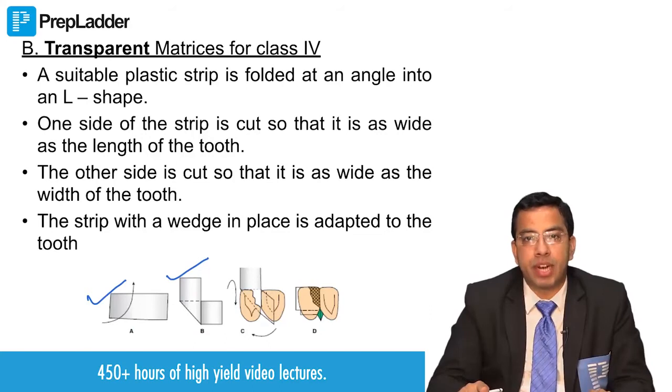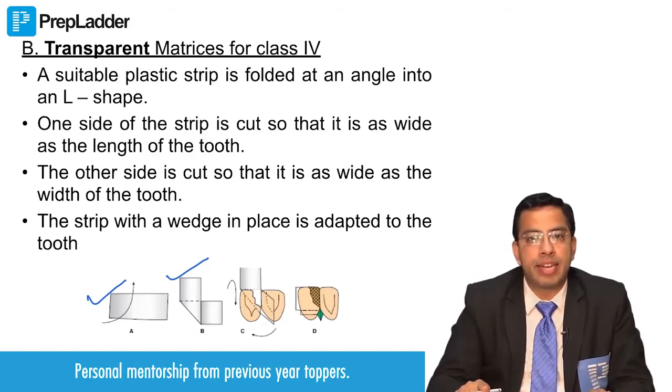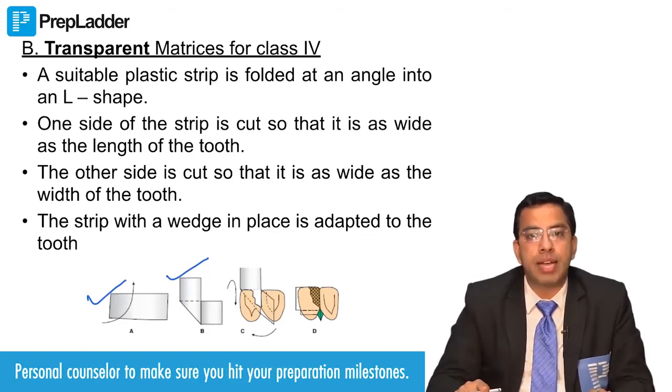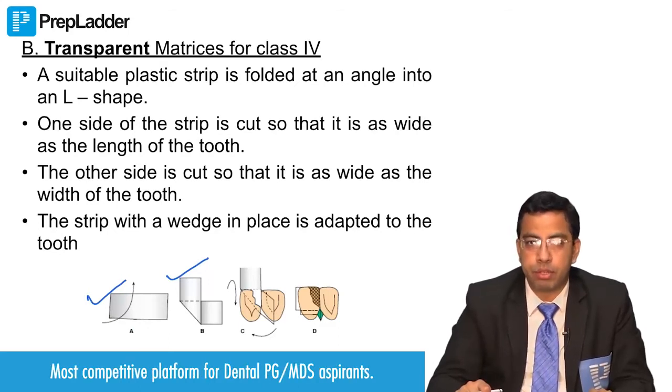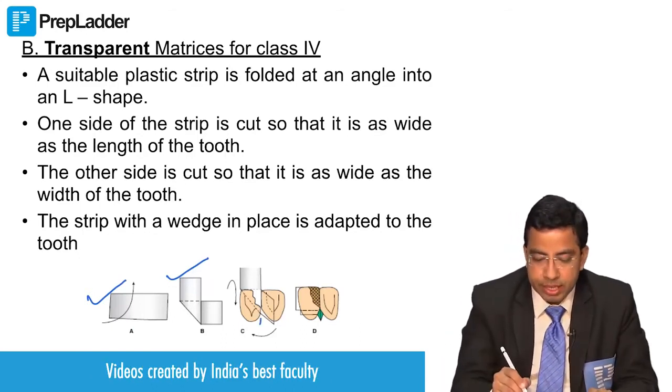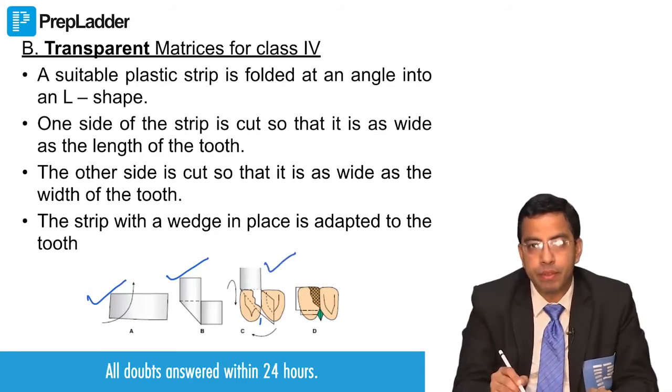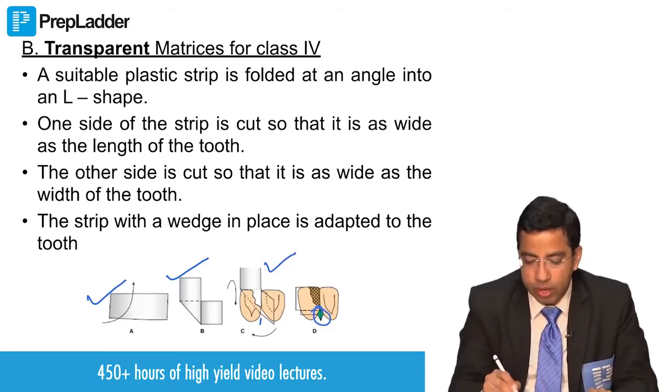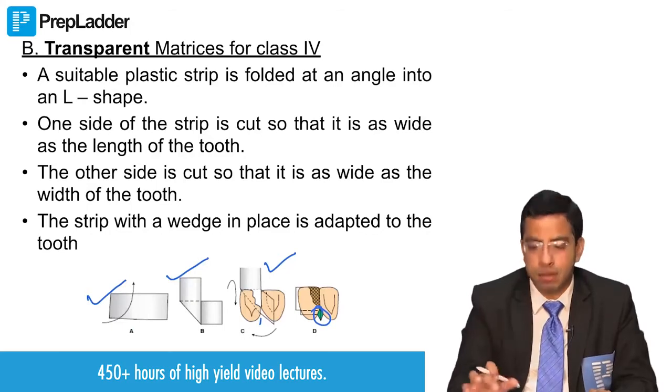One side of the strip is cut so that it is as wide as the length of the tooth. The other side is cut so that it is as wide as the width of the tooth. The strip and the wedge are placed and adapted to the tooth structure. So, you insert it into the interproximal area and then you secure it in position by placing a wedge.